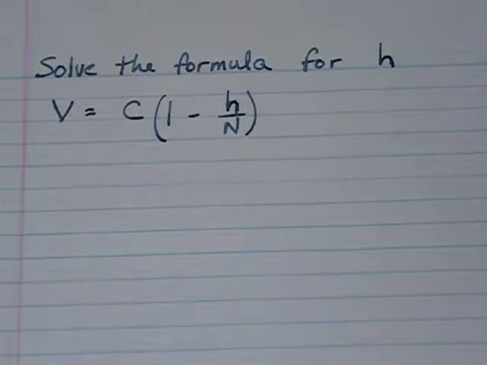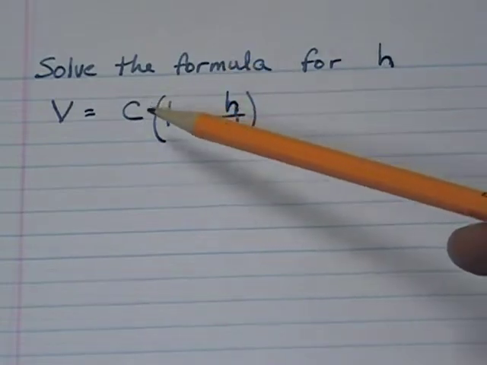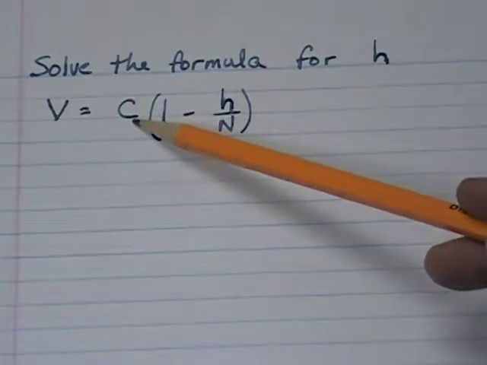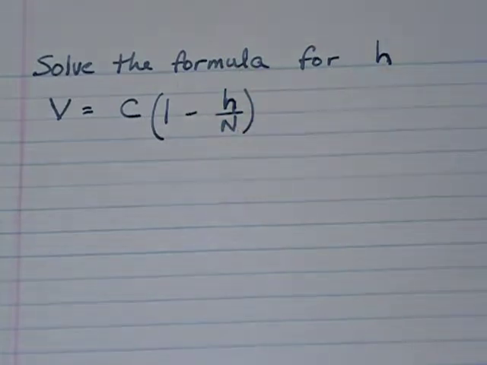Alright folks, today we've been asked to solve the formula below for H. And the first thing I do when I see a formula like this is you really have a couple of options. You can take this C and you can distribute it, okay? Or you can take this C and you can divide by it so that you get this quantity here by itself. Either one of those is fine.